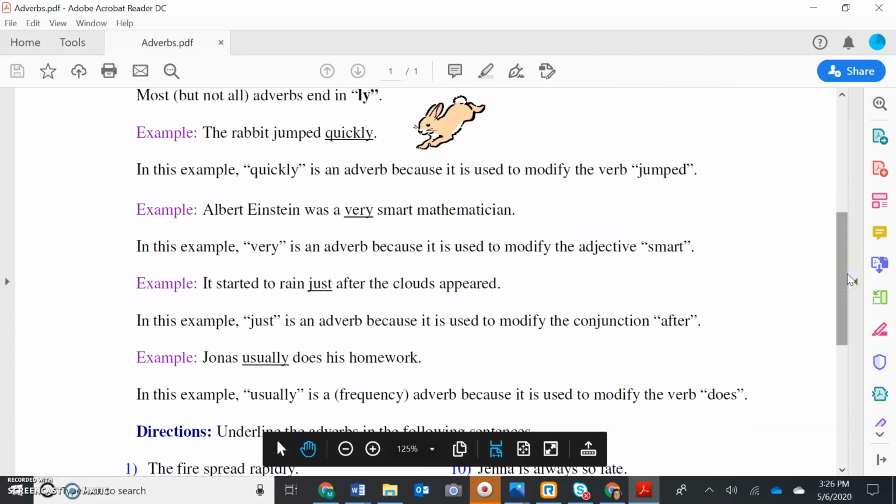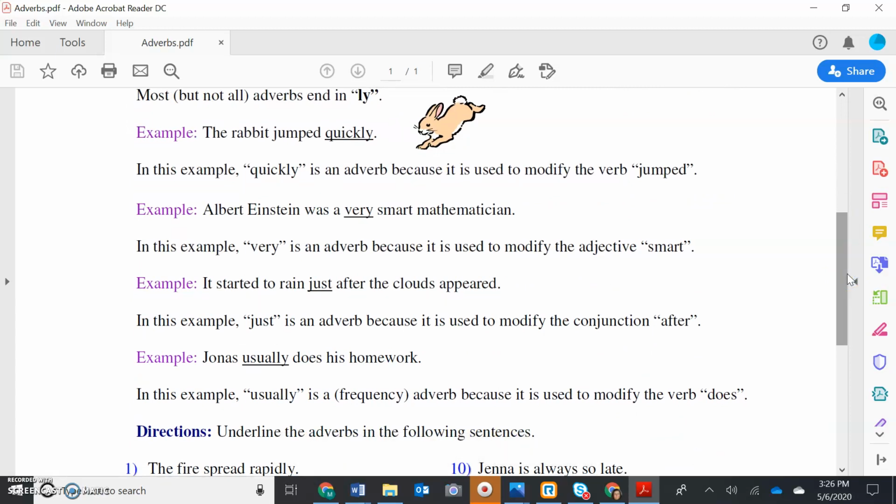Okay, so let's look at the next example. It started to rain just after the clouds appeared. So when did it start to rain? It rained just after the clouds. So what is telling us when? What tells us about the raining? The word just tells us about raining because it tells us it just started.